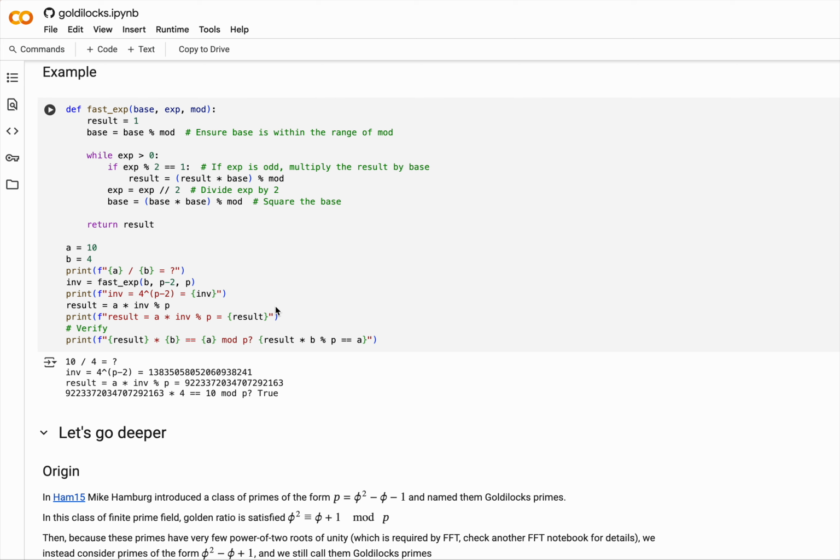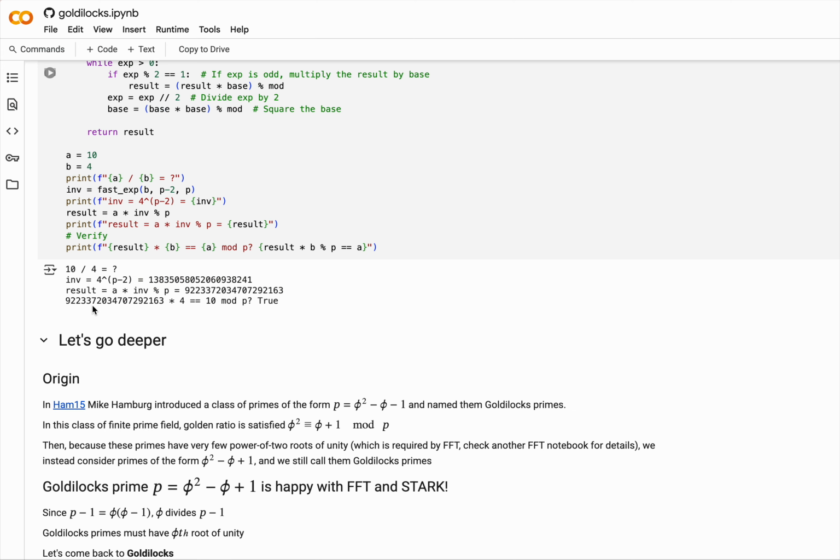So far, you know some basic concepts of finite fields and Goldilocks. You know how to do addition, subtraction, division, and multiplication. And let's go deeper.